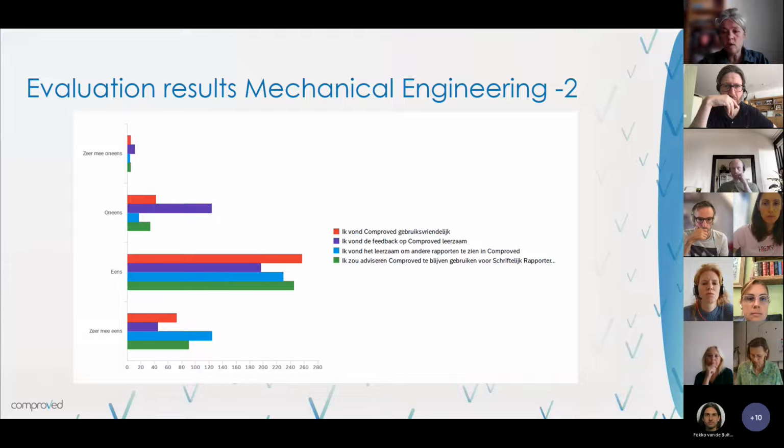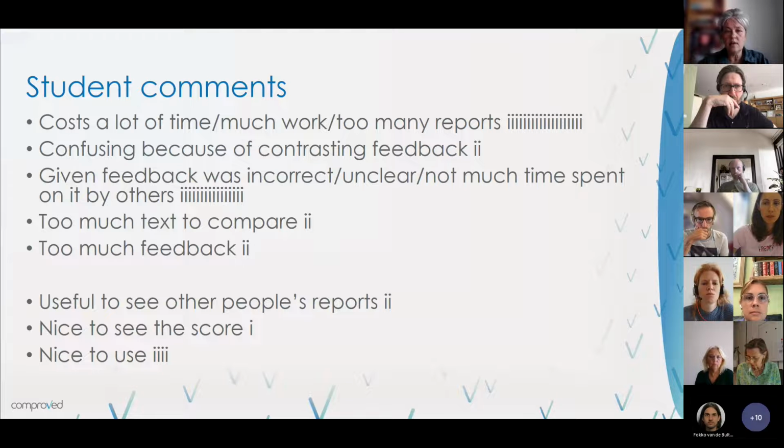Of course, we also gave them the opportunities to give some comments on the use of ComproVed, and I just counted what they said about that. And as I already expected, the most problems they had was with the amount of time it took them to compare those whole reports with one another. First year bachelor students, they are not very keen on having to read a lot. So they said this was really a bit of a problem.